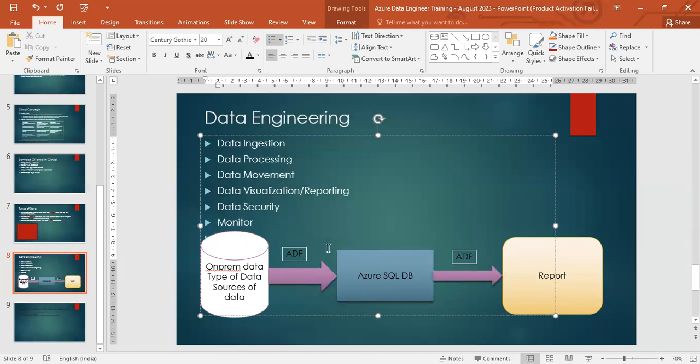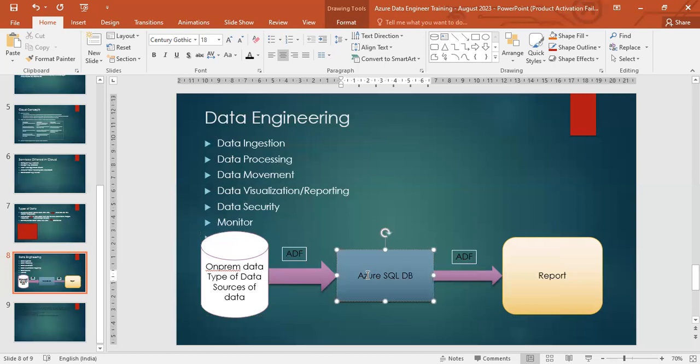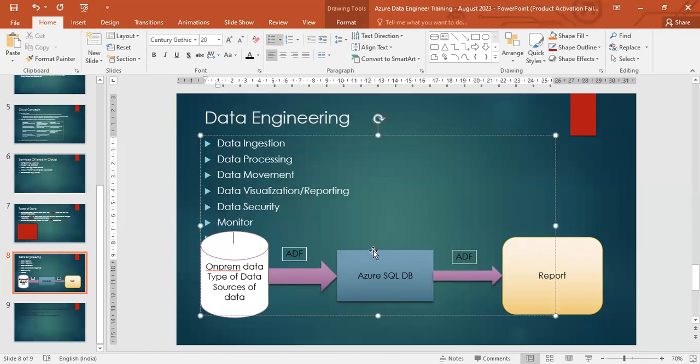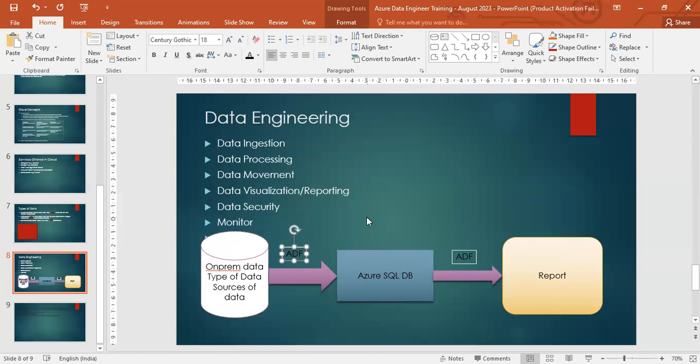So you can use native connectors. Just create a connection to your on-prem SQL Server, select the tables that you want to copy, run it, and in a few minutes your data will be moved to the SQL database. Or as an example, it could be anything. And again, if you want to refresh that data to the reporting tool, Power BI, you can do that through ADF as well. There will also be a possibility of using the Databricks service in between.